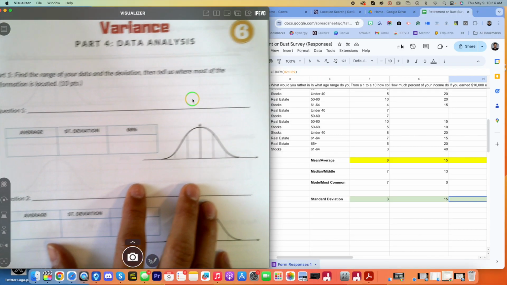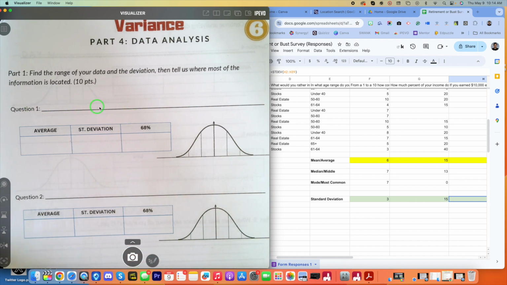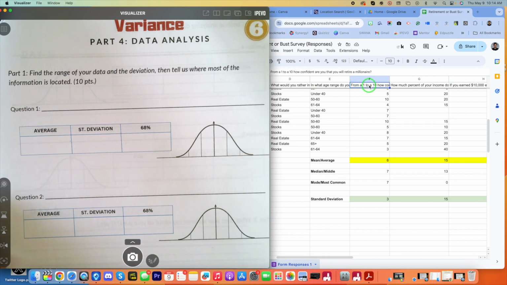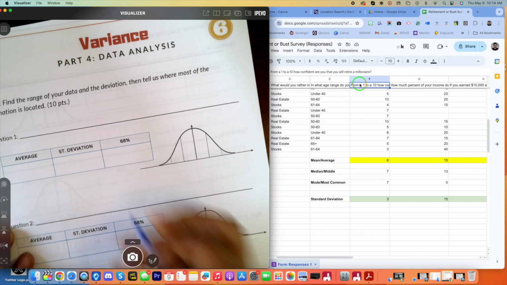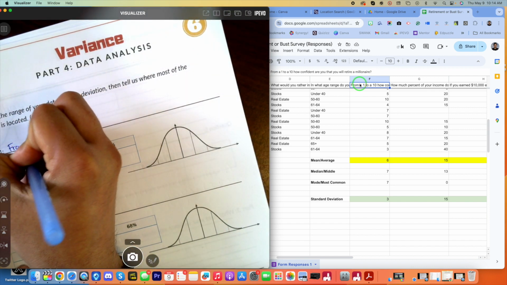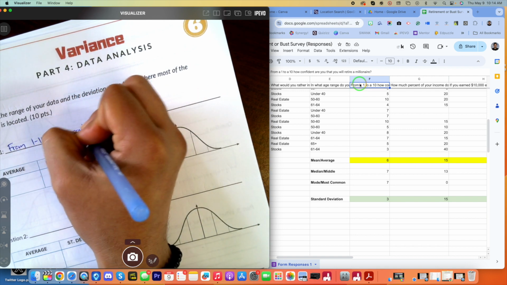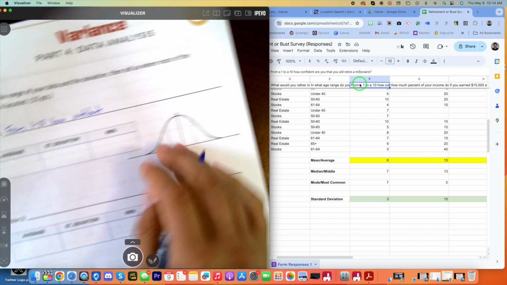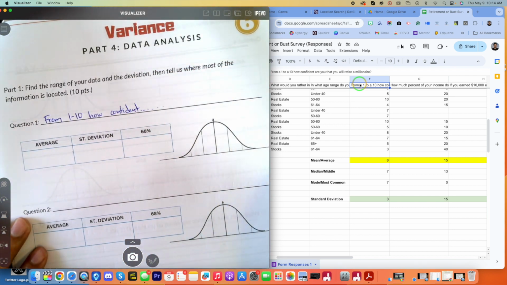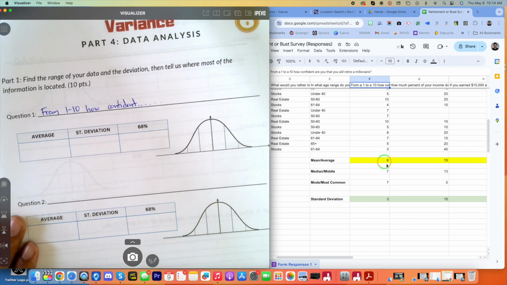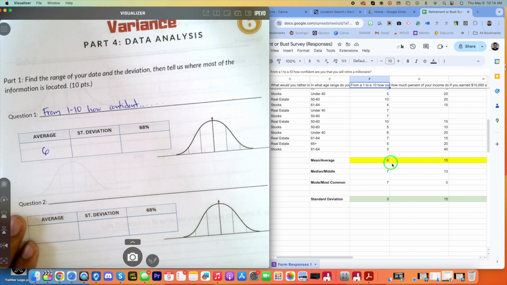So what we're going to do is we're going to write our question here. And my first question is, from 1 to 10, how confident are you? And I'm not going to write it all out because, like I said, I'm running out of time. That you're going to retire as a millionaire. So the average in this case, if you see, it's 6. So I'm going to write 6. Standard deviation is 3.